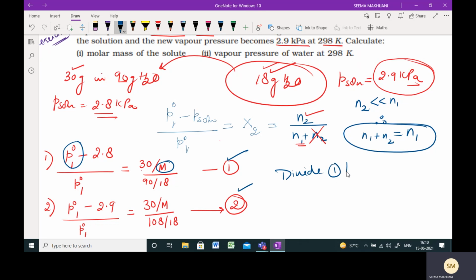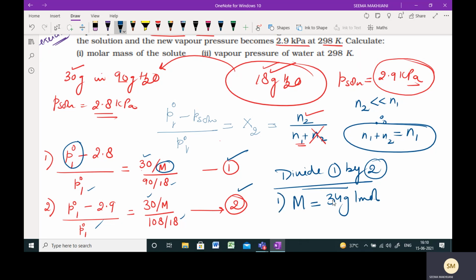divide 1 by 2. When you divide both, a lot will cancel out: the 30 will cancel, the 18 will cancel, P naught 1 will cancel. After so much cancels, you will be in a position to find the value of one of them, that is, the molar mass. After you solve and divide the two, the molar mass comes out to be 34 grams per mole.